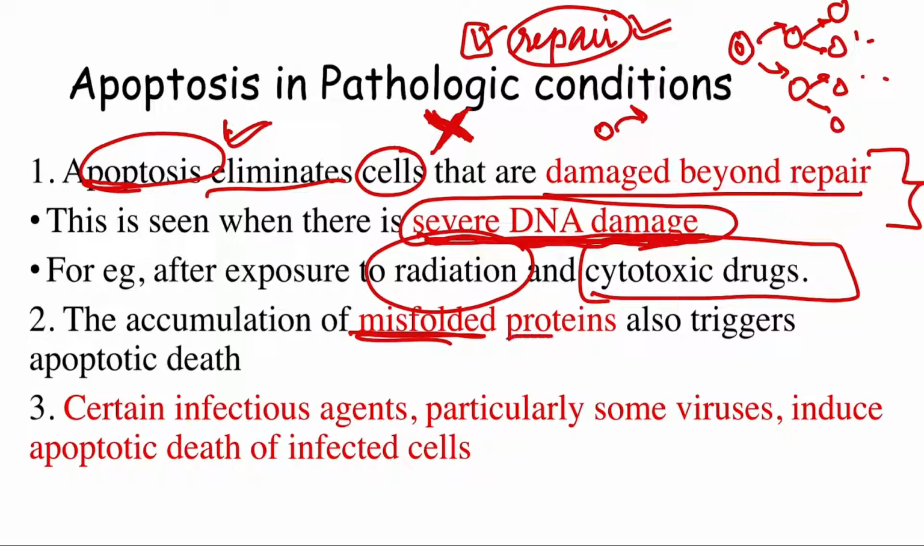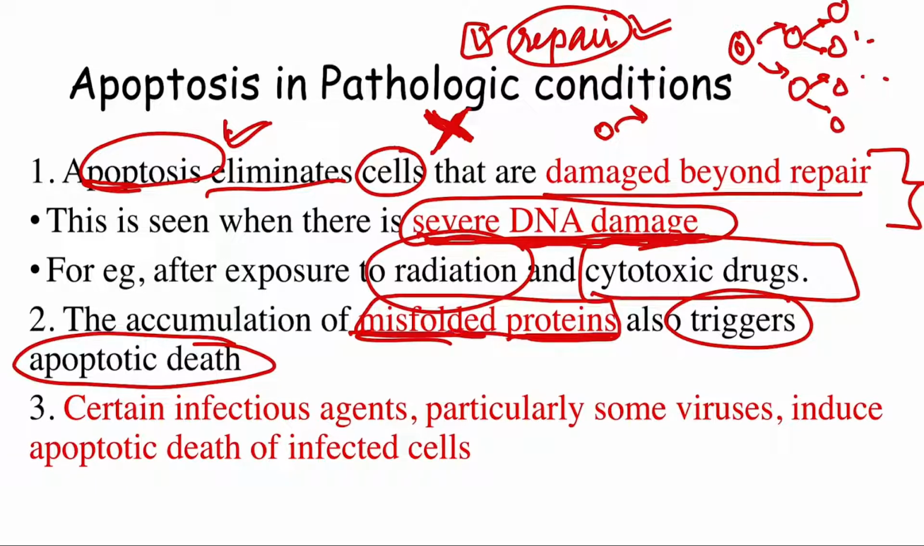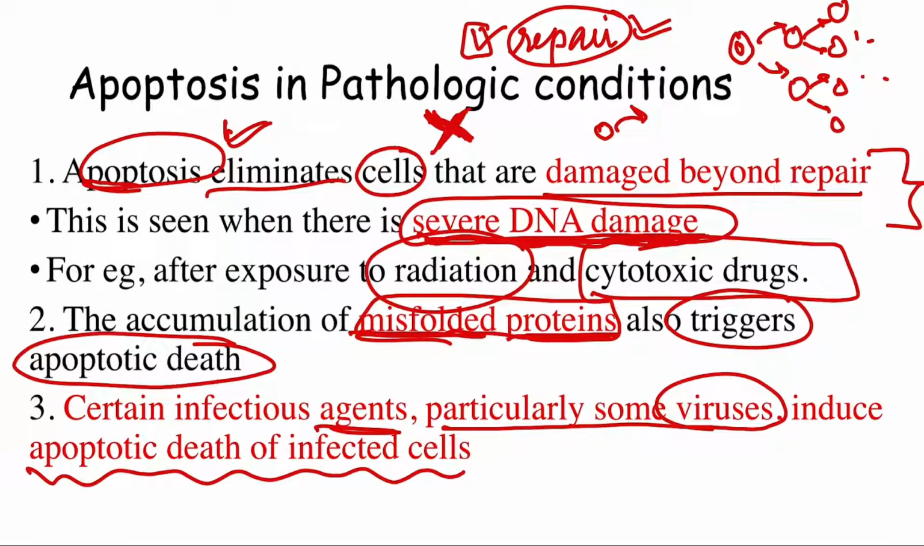Then second is accumulation of misfolded proteins. It also triggers apoptotic death. We all know that the accumulation of misfolded proteins is harmful for the cell. It's important for the cell to die, otherwise it will be dangerous. Certain infectious agents, particularly some viruses, induce apoptotic death of the infected cells. That means the body is trying to protect other cells from getting the viral infection. So whichever cells get infected, they are going to undergo apoptosis.